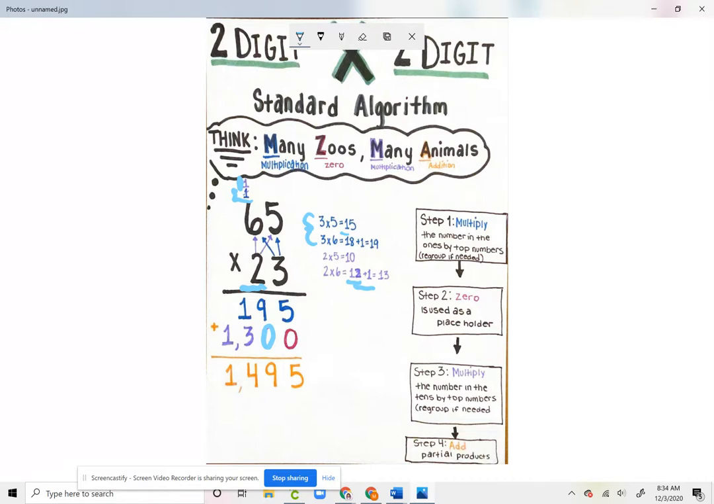Okay, guys, so the many zoos, many animals is just a little cue for you in your head to say, okay, M, multiplication, and many. Zoos, Z, 0. M, many, multiplication. A, animals, addition. Okay? Just a little something to help you remember those 4 steps.